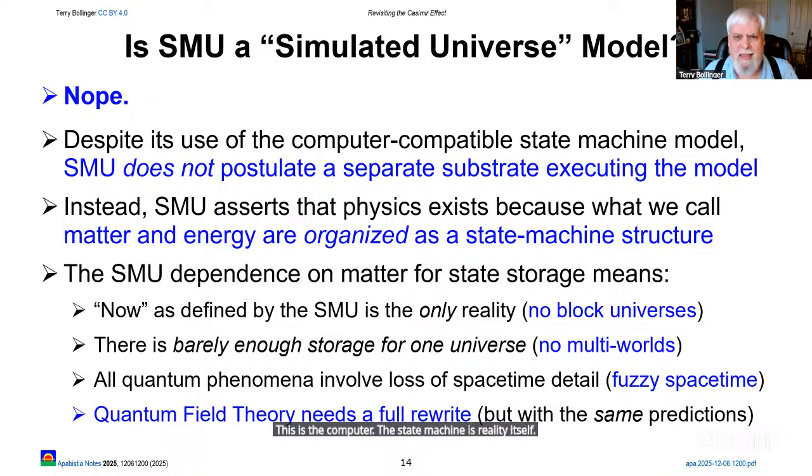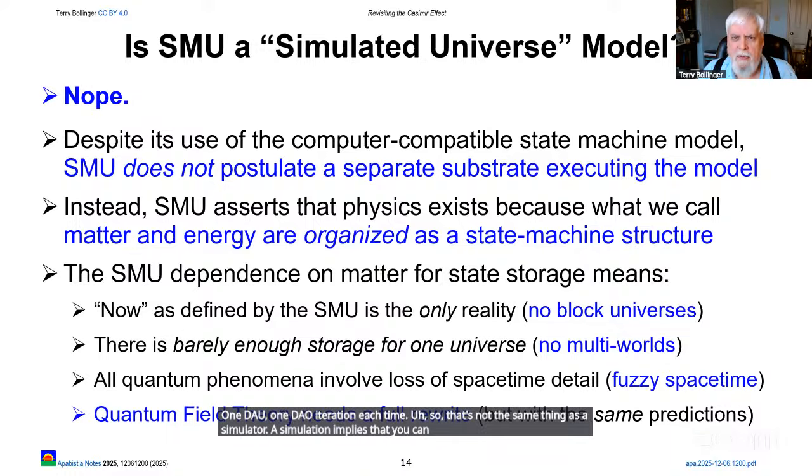You only have one instance of it. It's not running on some separate substrate. It is the substrate. It is the state machine. It is the set of rules that apply, so that you get these transitions from one state to the next state, one iteration each time. So that's not the same thing as a simulation. A simulation implies that you can have a universe on top of a universe.